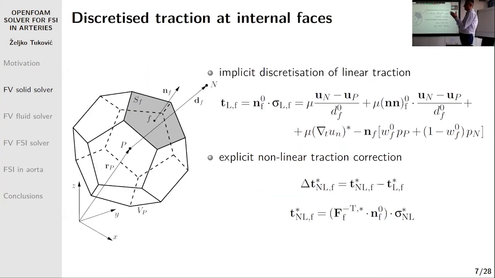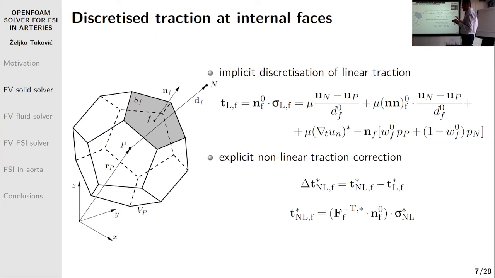So the most important part of the solver is the discretization of the traction at the internal cell faces. Linear traction is discretized implicitly. Linear traction consists of a normal derivative of the normal component of displacement, a tangential derivative of normal displacement, and a pressure gradient term. All these terms are discretized implicitly by central differencing and by linear interpolation for pressure, except this tangential derivative of normal displacement, which is calculated using finite area calculus, and it is treated explicitly after discretization.